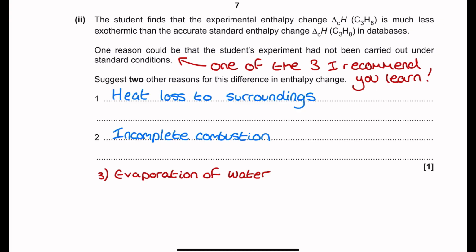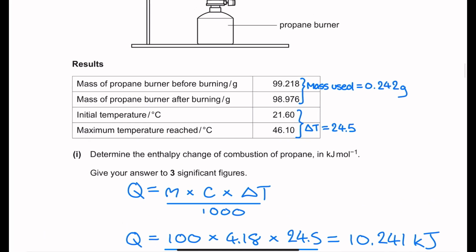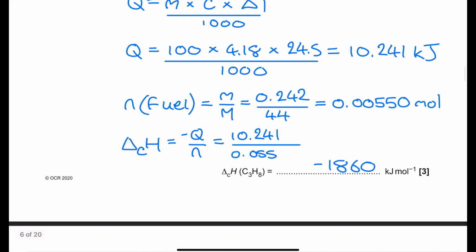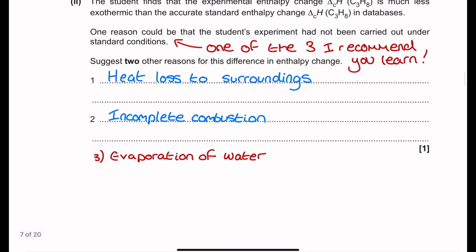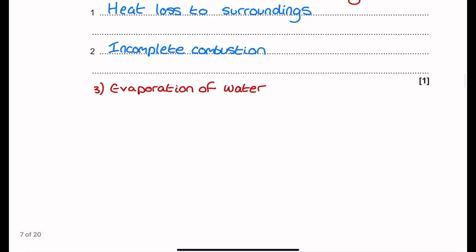You were allowed a third one here, which is evaporation of the water, but we've got to be a little bit careful with that because the maximum temperature here wasn't massively high. And so there is a little bit of a gamble associated with that because it, of course, is going to depend on what the maximum temperature reached is in the experiment. So I'd just be a little bit careful with the third one. You don't know how picky they're going to be.